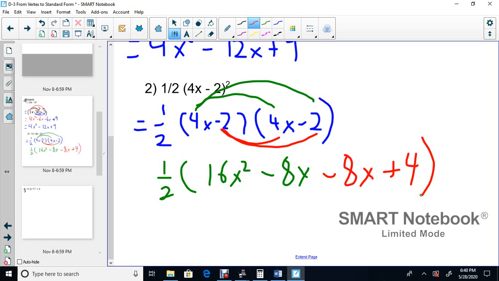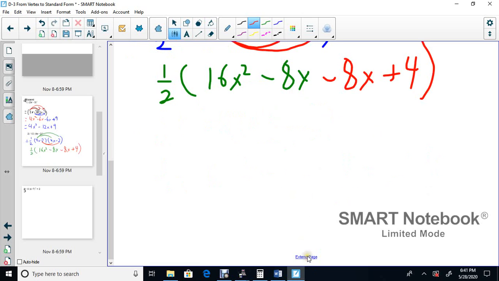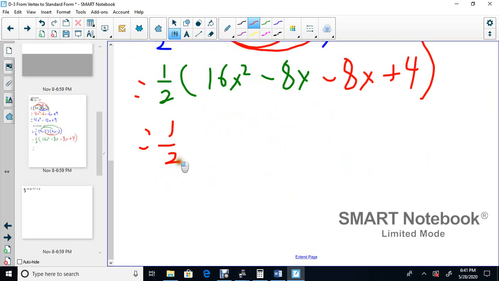Now we're going to add these two middle terms together. So here we're going to leave that half in the front. We're going to put equal signs in the front. We're going to leave the half in the front and get 16x squared. We're going to add these two middle terms so it becomes minus 16x plus 4.